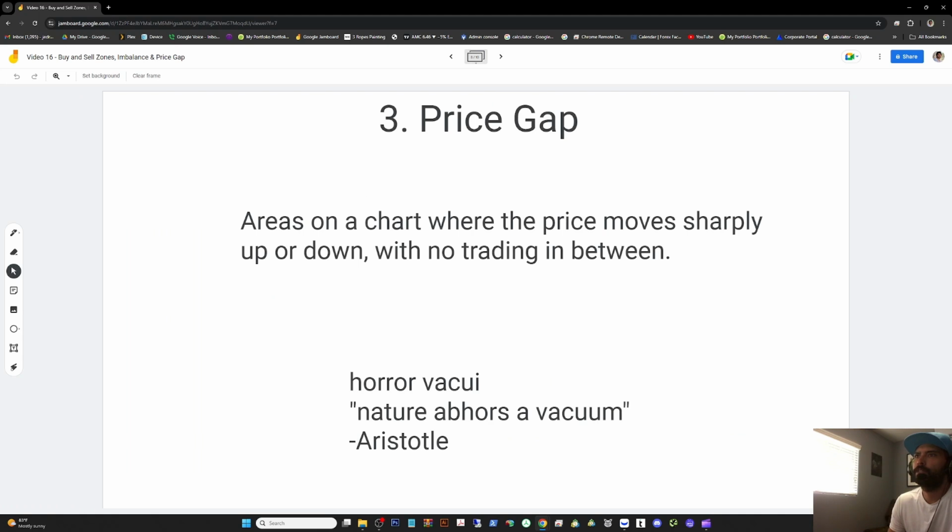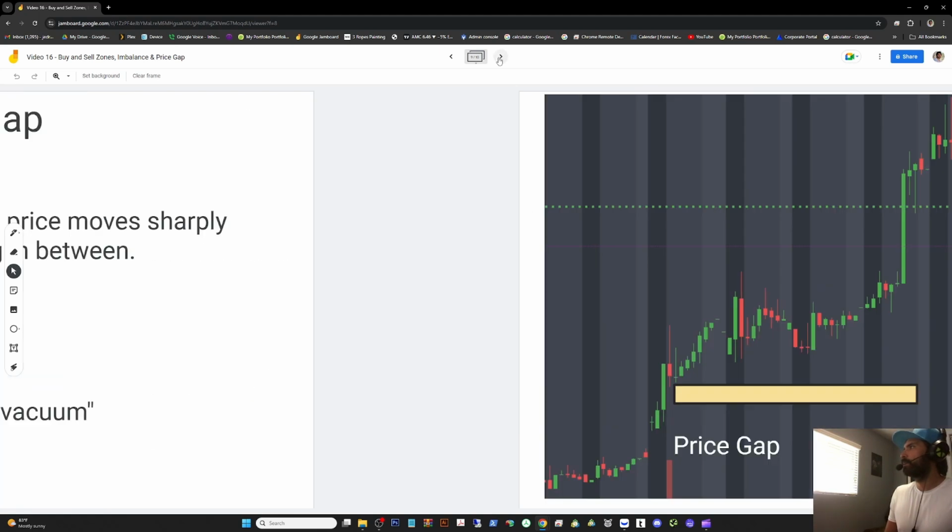Price gaps are areas on a chart where the price moves sharply up or down, with no trading in between. Usually happens between close and open of trading hours. Imbalance and price gaps are considered a vacuum that provides strong evidence it needs to be filled at some point.